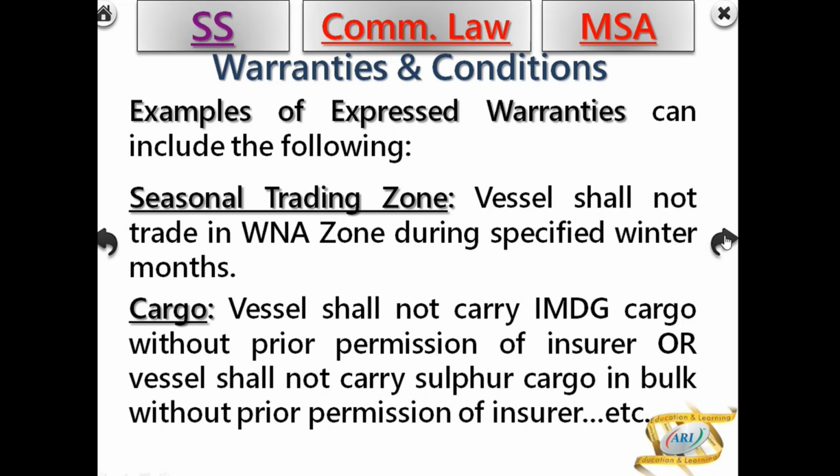Cargo. One marine insurer can say that you will not load IMDG cargo or sulfur cargo in a bulk carrier without prior permission from the marine insurer. Because we know, for example, IMDG cargo class 8 is corrosive. Sulfur is a very corrosive cargo. The whole bloody hatch gets rusted.